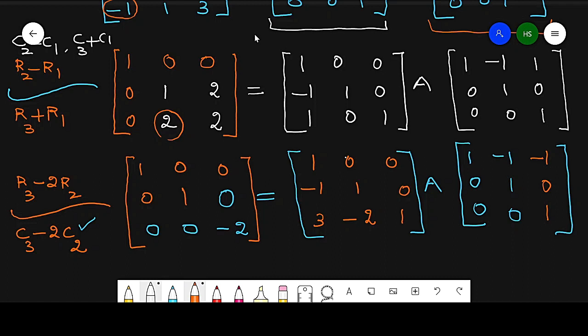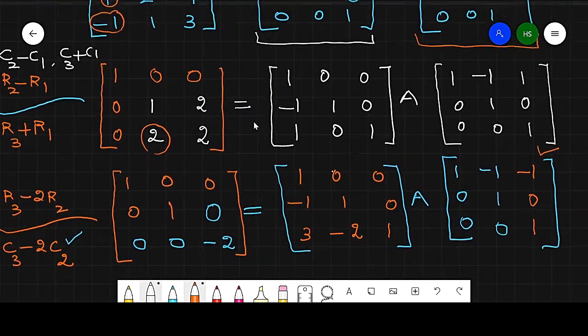So I operated R3 plus R1. So R3 minus 2R1, R3 is this term, 1 minus 3, so it will be minus 1. So I have some problem at 3, minus 2, 1, right? So 1, 0, 0, minus 1, 1, 0, minus 1, 1, 1, 0. So here there is some problem at this place.